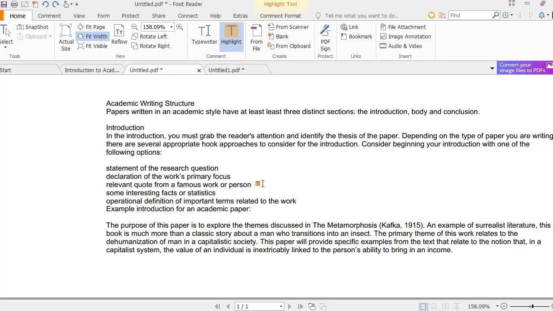The purpose of this paper is to explore the thesis discussed in The Metamorphosis. The Metamorphosis is a book written by Kafka in 1915, an example of surrealistic literature. This book is much more than a classic story about a man who transitions into an insect. The primary theme of this work relates to the dehumanization of man in a capitalist society. This paper will provide specific examples from the text that relate to the notion that in a capitalist system, the value of an individual is inextricably linked to the person's ability to bring in an income.